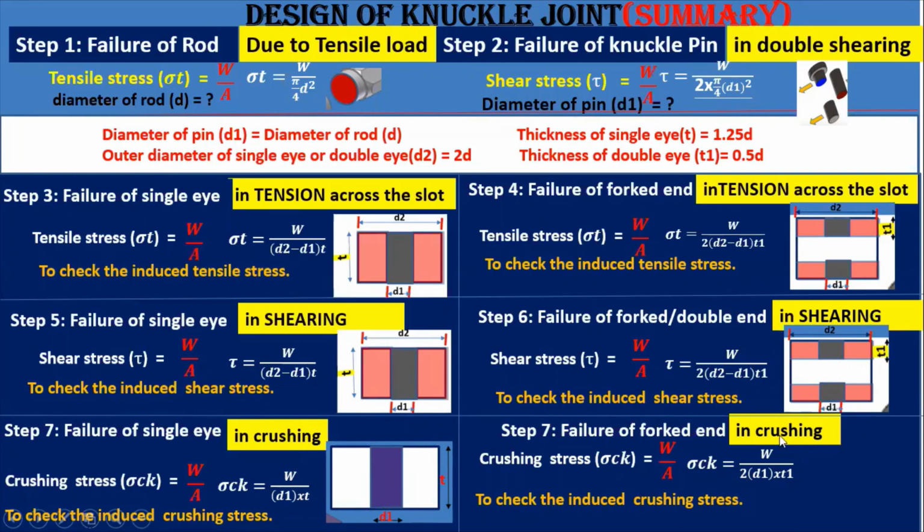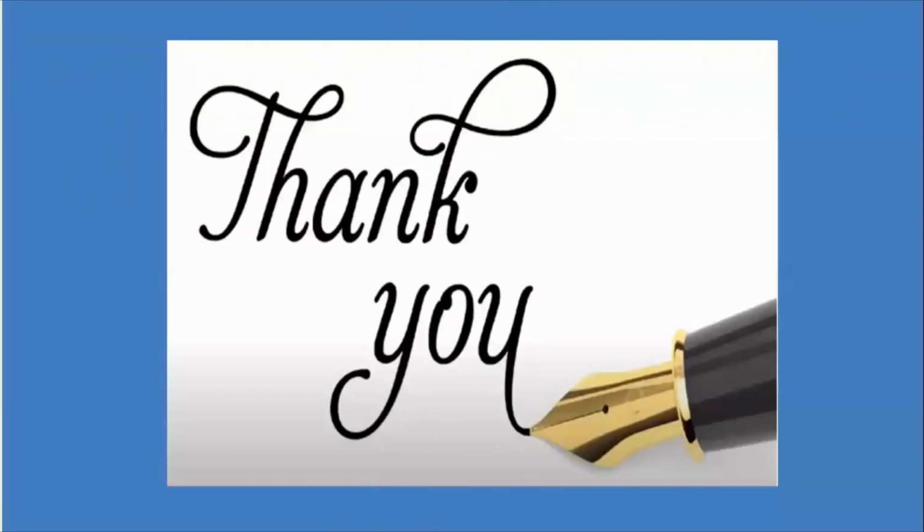We get two areas here. That's why I multiply by 2, and we are getting this. This is a diagram showing that. So here also we are checking the induced crushing stress for the single and double eye. Thank you, friends.